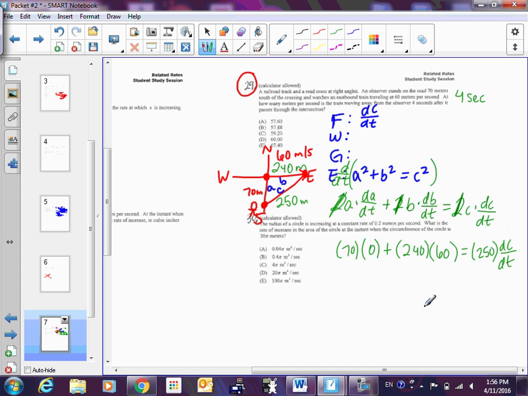So from here you have a couple of options. You can just use algebra to isolate dc over dt. You can use the solve feature in your 89. So go ahead and figure out which decimal dc over dt is equal to.